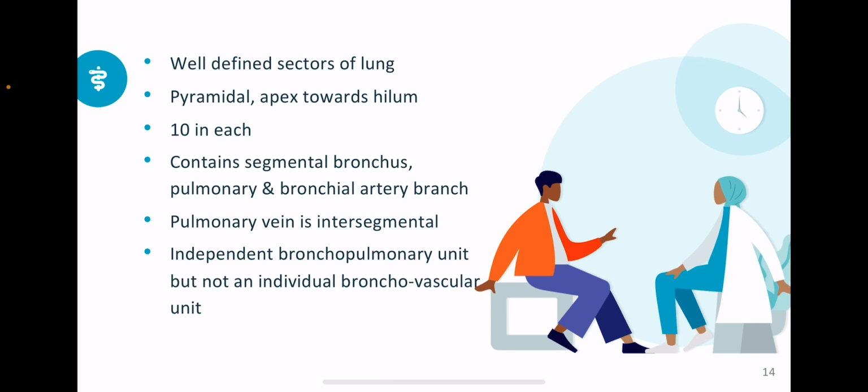When we talk about the bronchopulmonary segments, we must notice that they have well-defined sectors of lungs. They're pyramidal and apex is always towards the hilum. There are 10 in each. They contain segmental bronchus, pulmonary and bronchial artery branch. Pulmonary vein is intersegmental, independent bronchopulmonary unit, but not an individual bronchovascular unit.